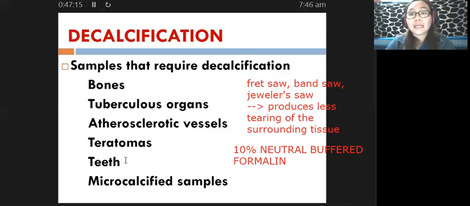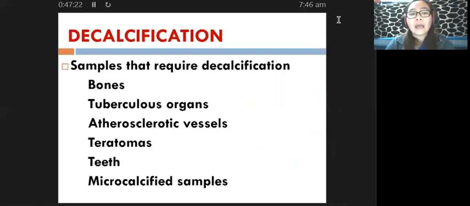In the case of our teeth samples, how can you describe them? Remember that your teeth samples are very hard, even harder as compared to your bone tissue. And the problem with your teeth samples is that they are small. They are hard but small, and if a tissue sample is very hard but small, it is harder to handle in the laboratory. Just imagine if you are going to cut or make samples of your teeth in the laboratory. They are so small.